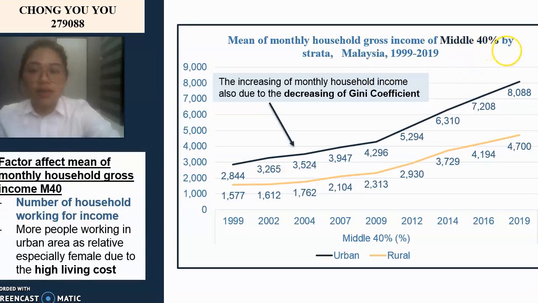Next, the number of households working for income was also one of the factors affecting the mean of the monthly household gross income of M40. There are more people working in urban areas compared with rural areas, especially females. This is because of the high living costs in urban areas.